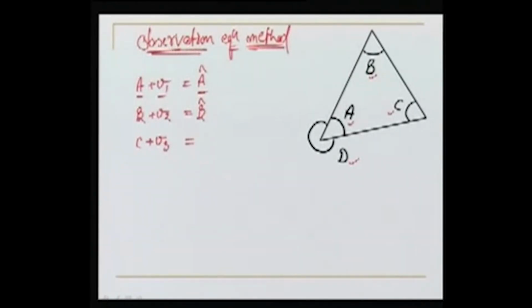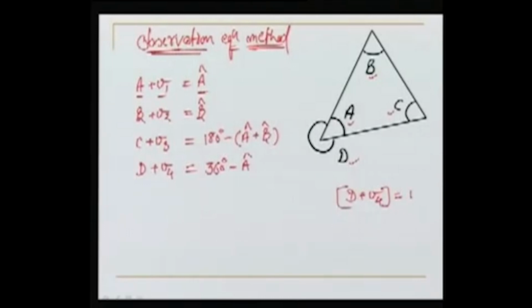C plus V3 should be equal to 180 minus A hat plus B hat. Again we can write, because we have one more observation, that is D, the observation D and some error in that, V4. This is equal to 360 minus A hat. The moment I am writing D plus V4, what is this?